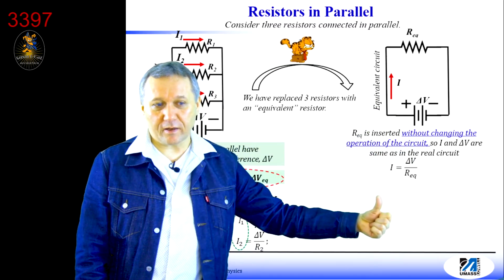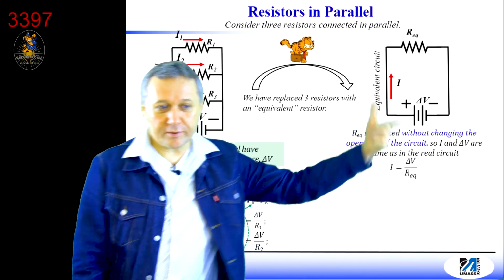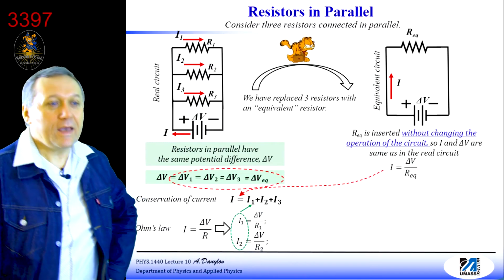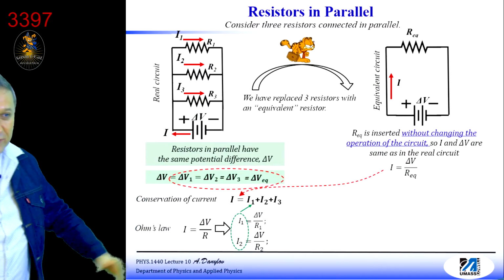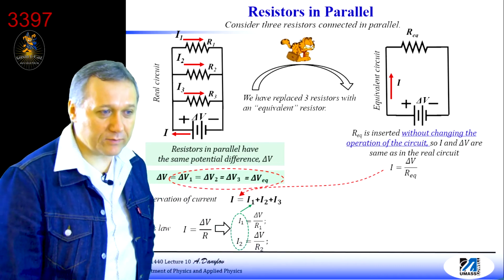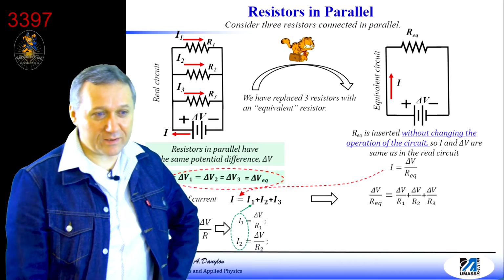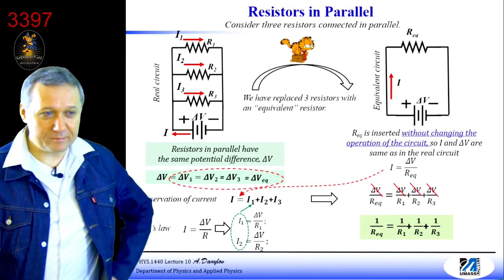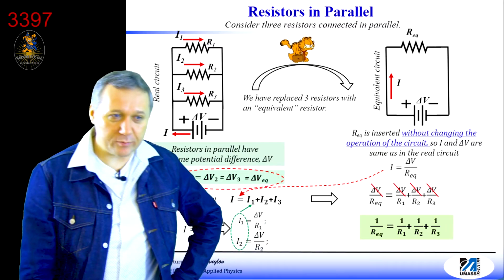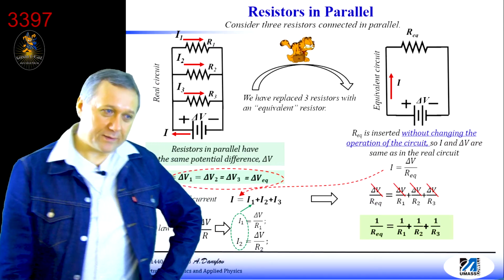So we can write that current I equals delta V, which is applied across the resistor, divided by R equivalent. And that current goes into our expression. We're almost done. So now let's just rewrite it in terms of delta V divided by R's. Since the delta V's are the same, we can cancel that, and we get the formula we need to calculate the value of an equivalent resistance.